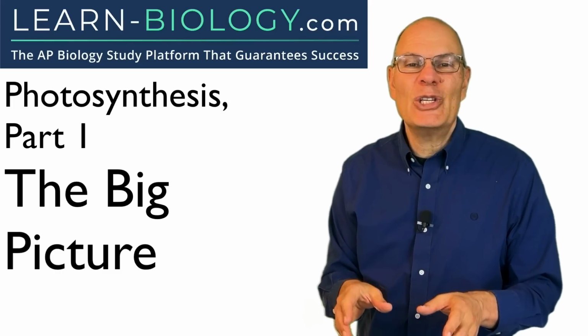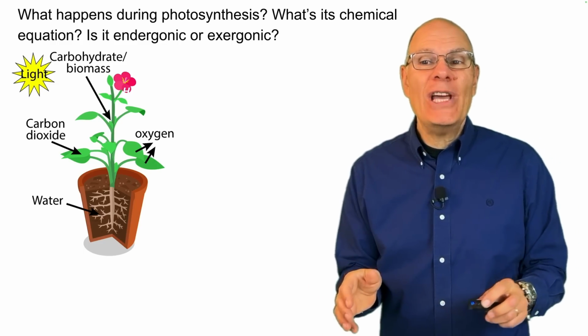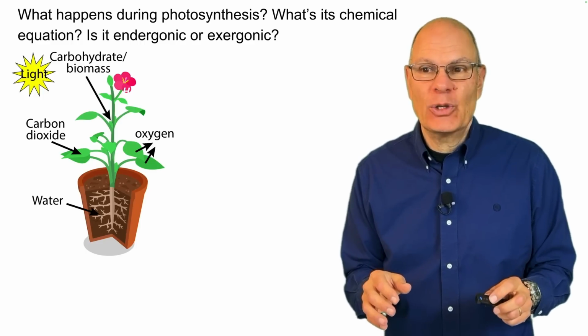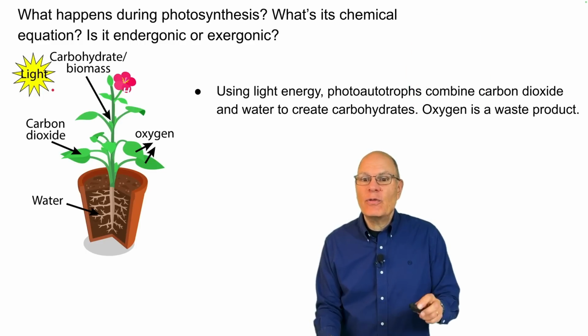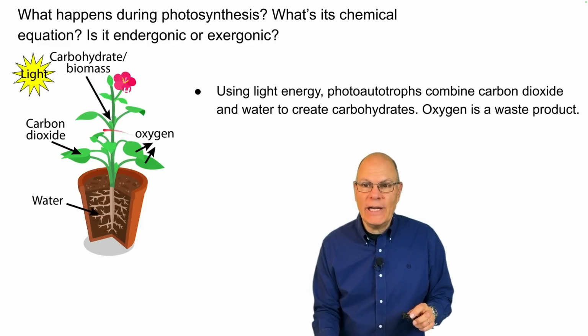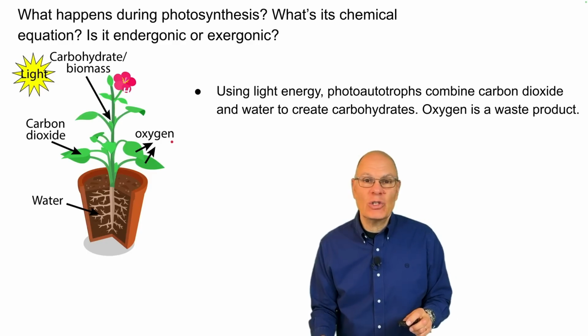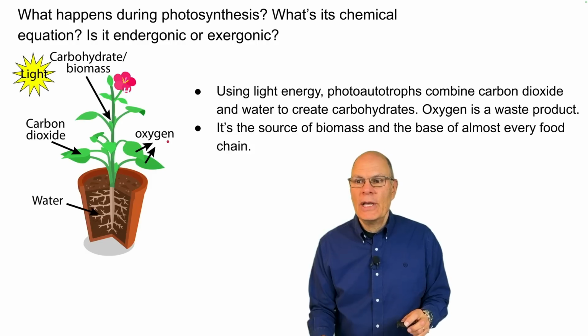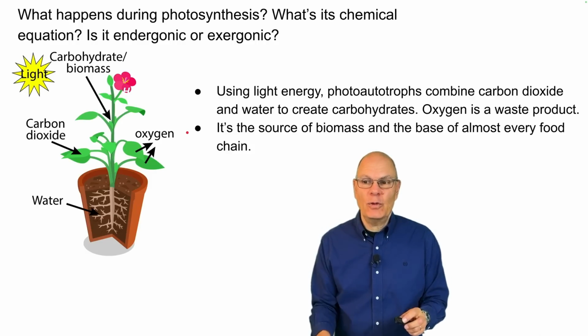Photosynthesis, the big picture. What happens during photosynthesis? What's its chemical equation? Is it endergonic or exergonic? In photosynthesis, using light energy, here's the sun, photoautotrophs like plants combine carbon dioxide and water to create carbohydrates. That's what the plant is made of. Oxygen is released as a waste product. It's the source of biomass and the base of almost every food chain.